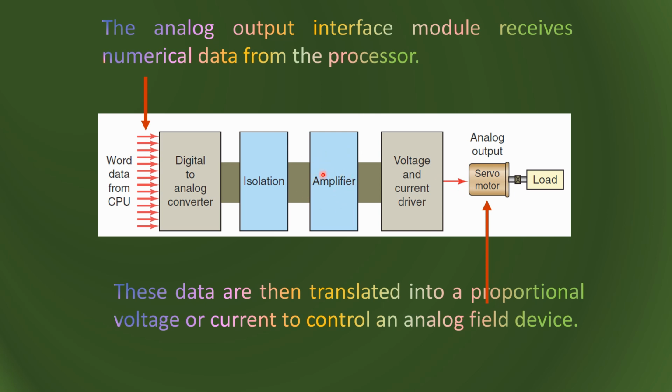Then we have most often an amplifier which amplifies the signal coming from the computer, and then that signal is converted to the power signal, and that power signal can run a device like a servo motor, a heater, or any other device.